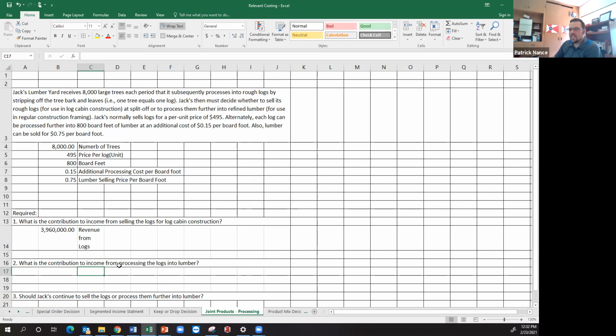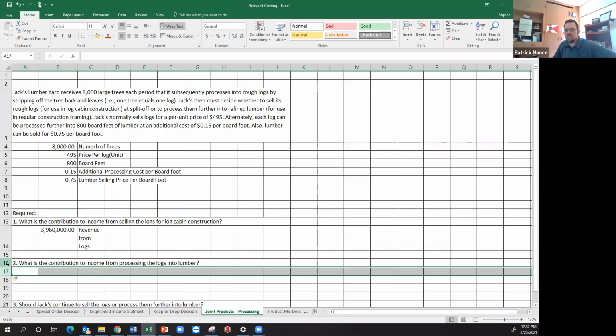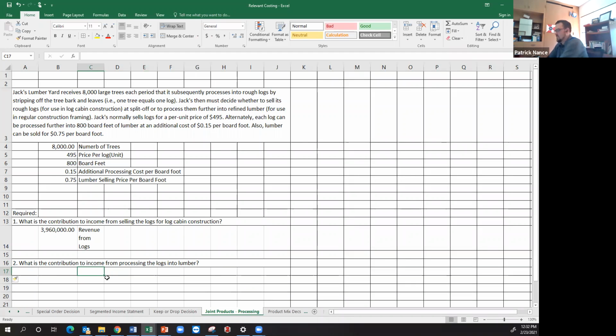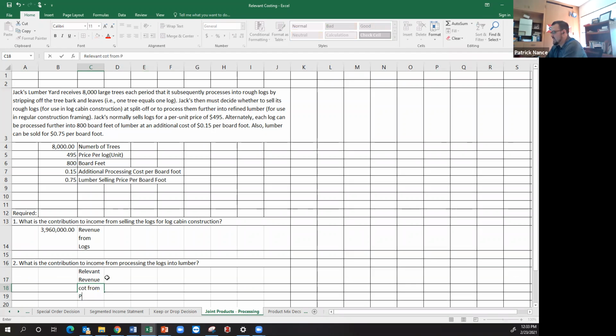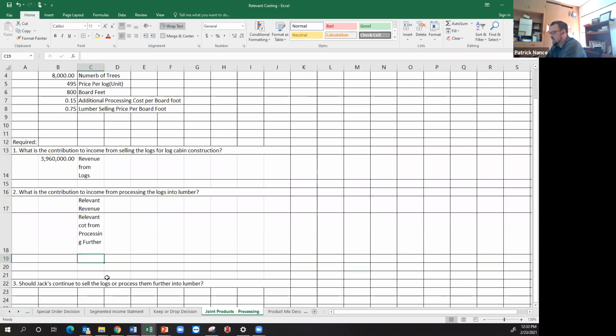What is the contribution to income from processing the logs further? So I only want to look at relevant costs. They didn't give us any fixed costs or anything here, so I'm not really worried about that. So what I need to figure out is, well, how much can I sell these for? I need to figure out what the relevant revenue is. And I also need to figure out what the relevant cost from processing further is. And then I'll subtract those two to get what my relevant income from processing further is going to be.